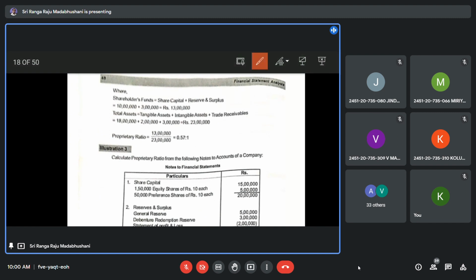So shareholders' funds, share capital, reserves and surplus, comes to 13 lakhs. And assets, tangible assets, intangible assets, total trade receivables and others, comes to 23 lakhs. 13 lakhs by 23 lakhs, 0.57 is to 1.